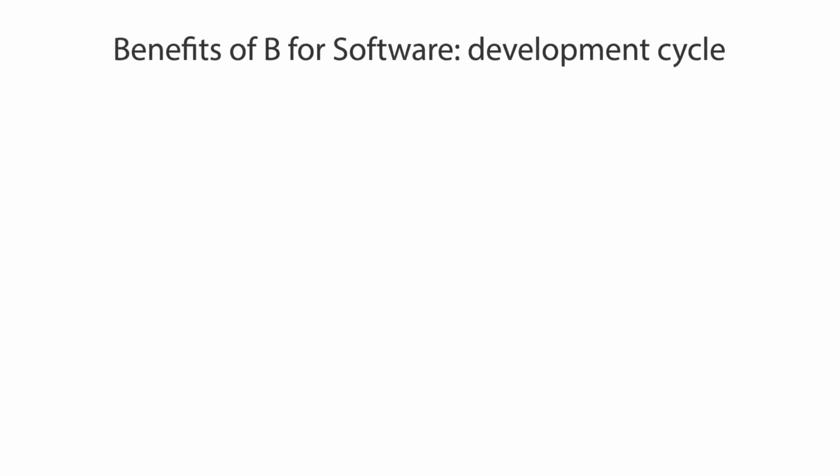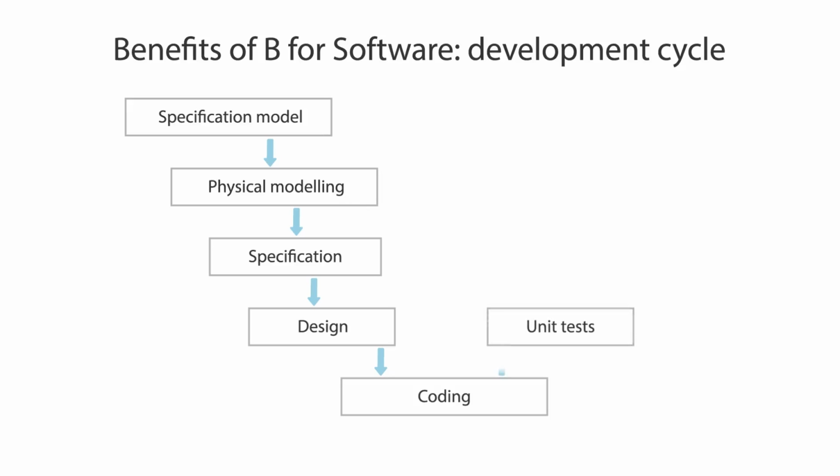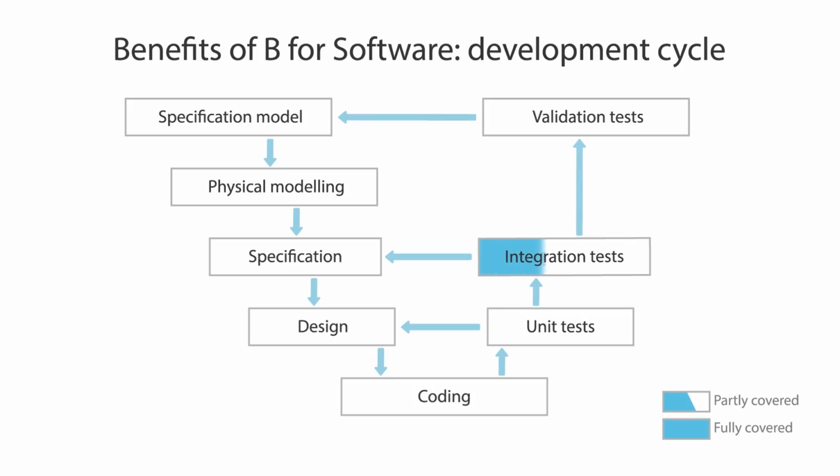So there are also some benefits to using B for software development at the development cycle level. If we consider a traditional V development cycle with a number of different steps, we have some verification means, for example, at specification level, where we have validation testing, software specification, where we have integration testing, and design, where we have unit testing.